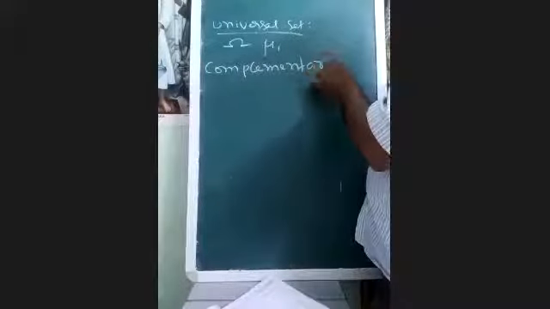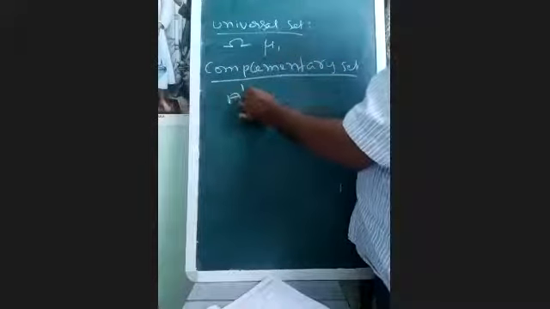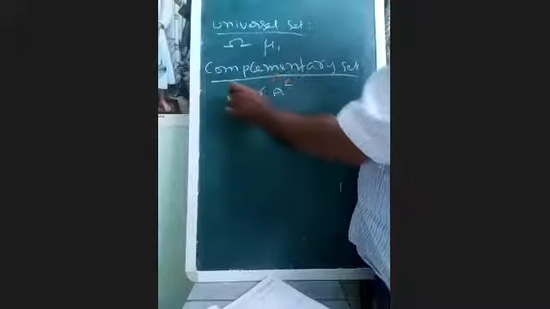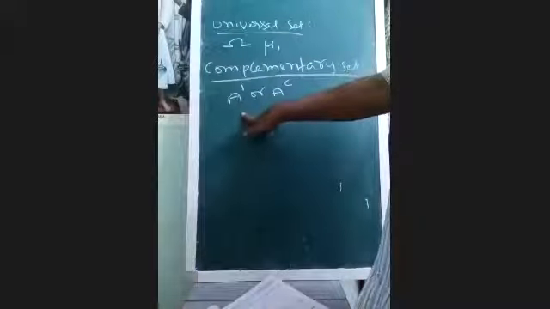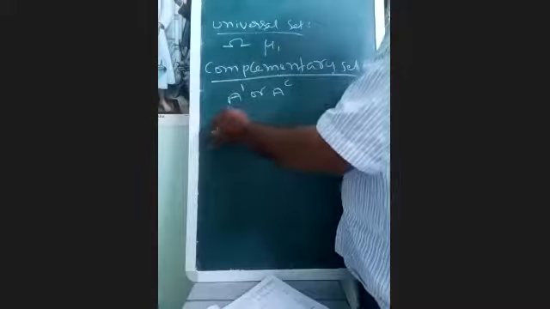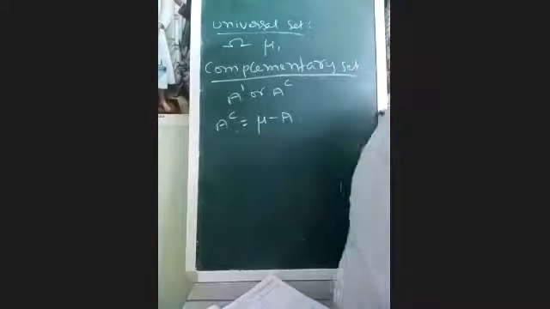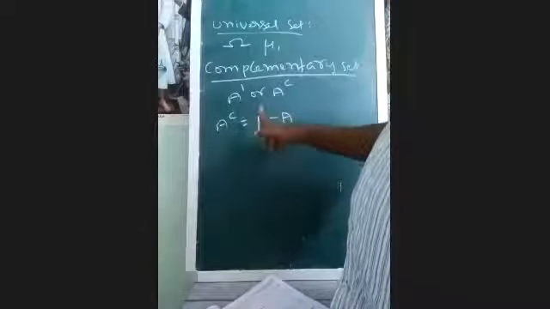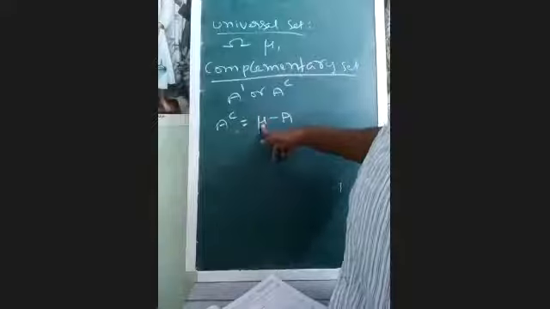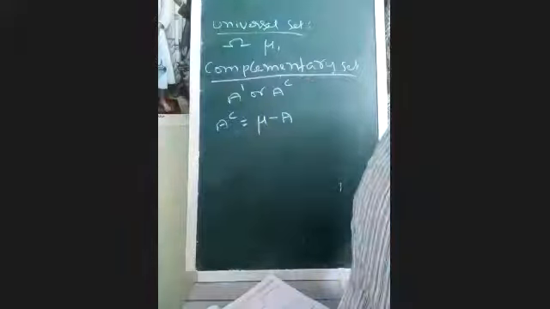Complementary sets. It is denoted by A dash or A complement. A complement equal to mu minus A. I mean the set of all elements which belong to the universal set but do not belong to A. Then this is called complementary set.